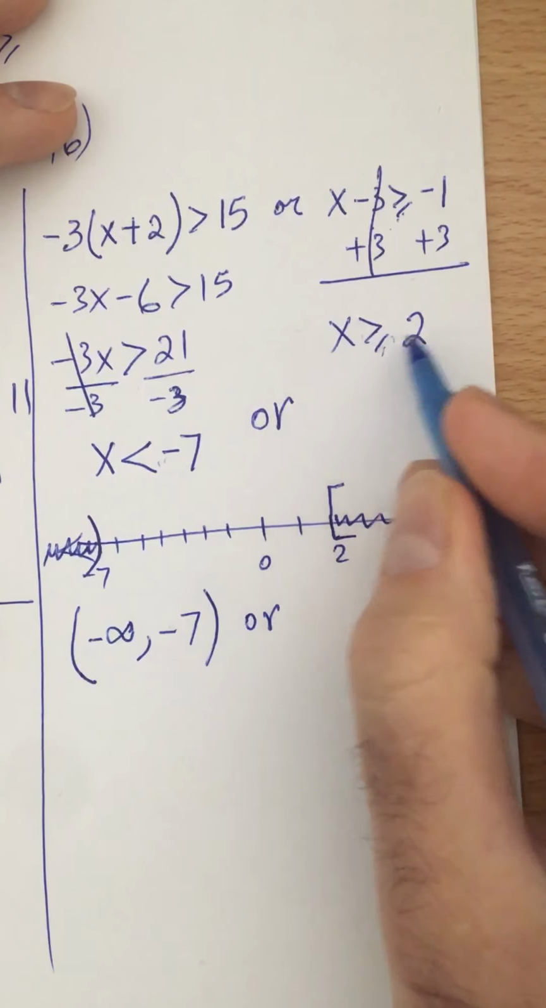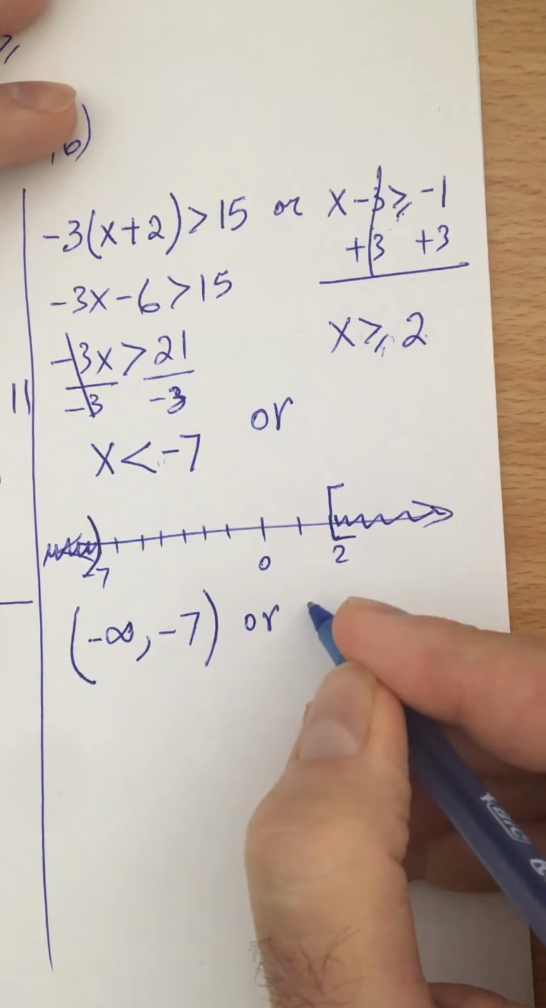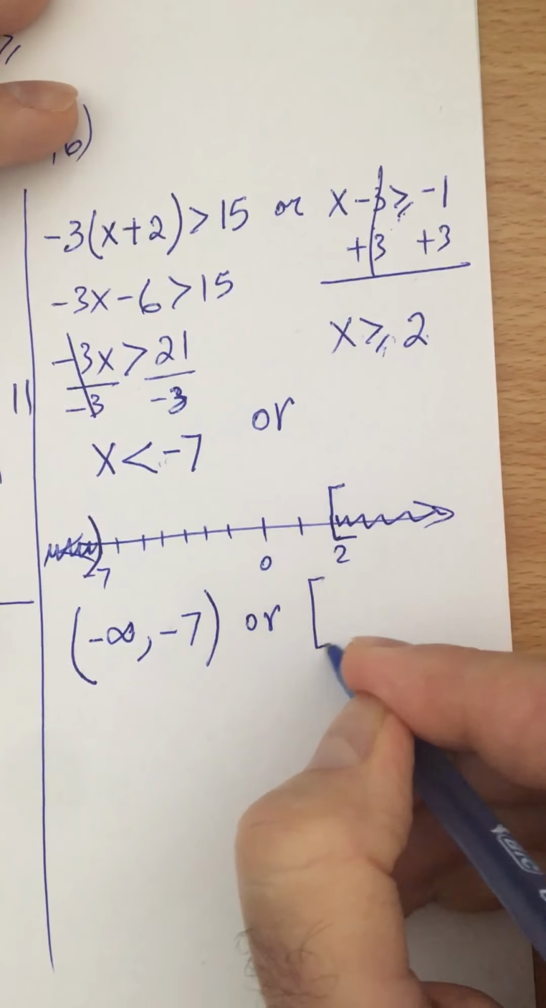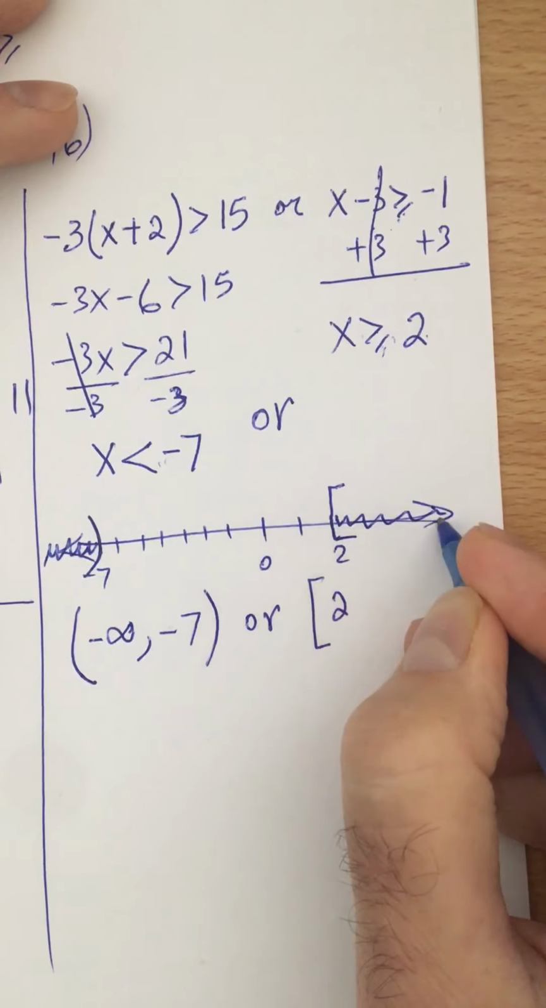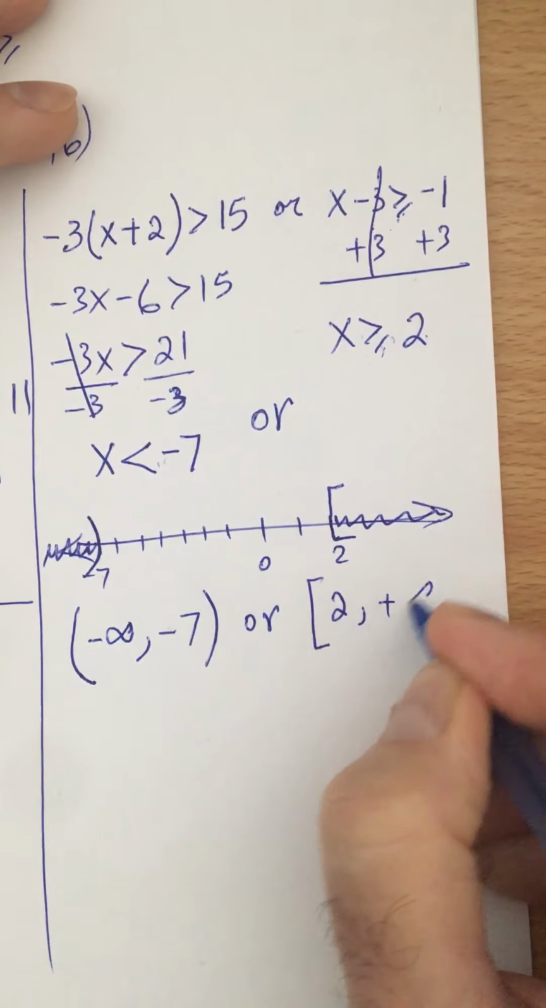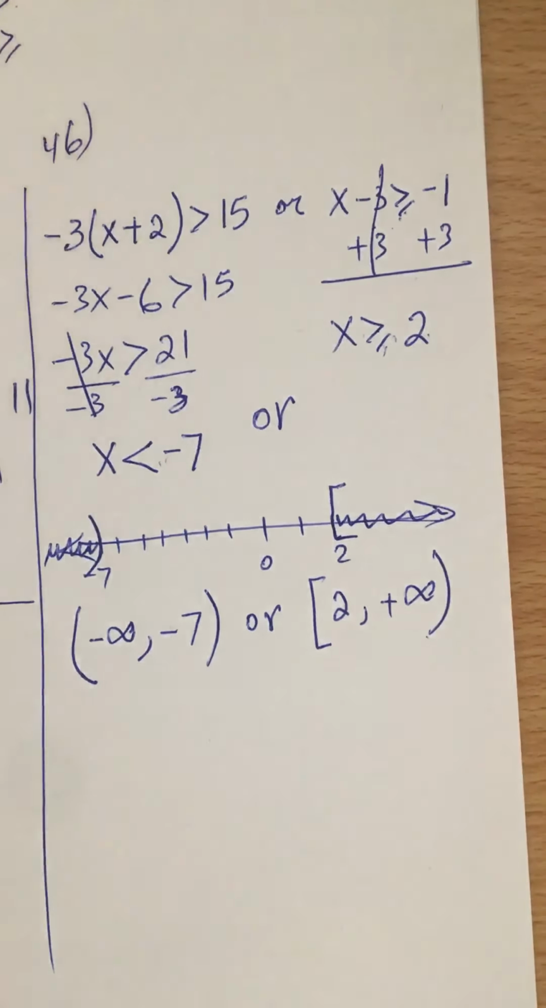Or x is greater than or equal to 2. So starting at 2, but 2 is part of the solution, bracket, and going all the way to positive infinity. And again, parentheses are on positive infinity because I will never reach infinity. So there's interval notation for you.